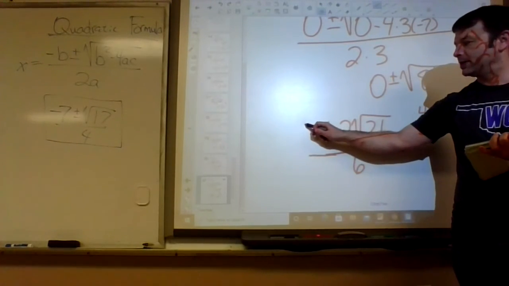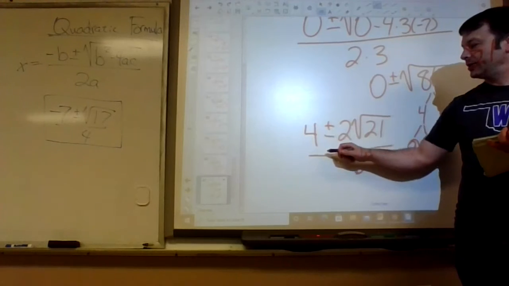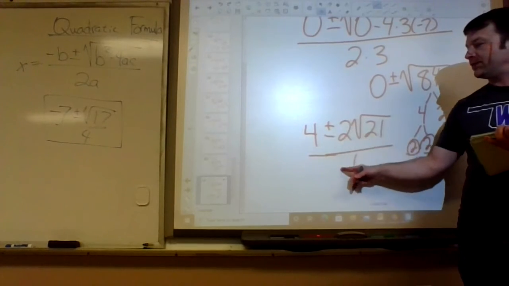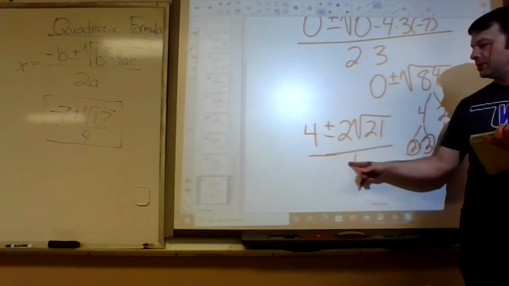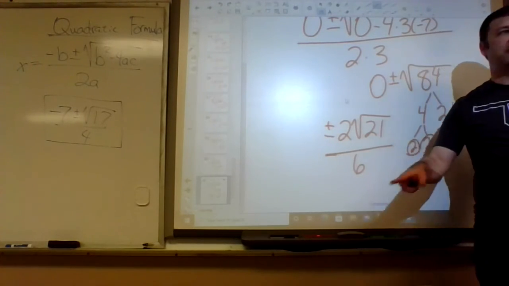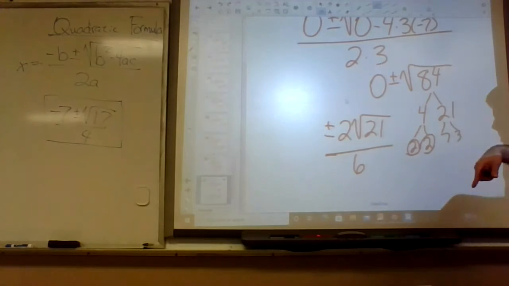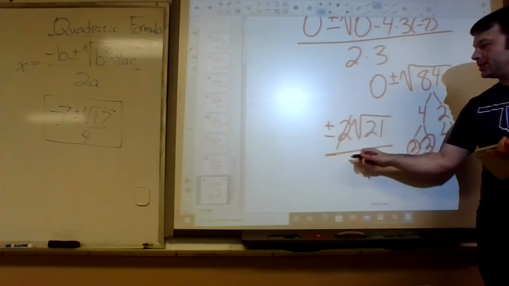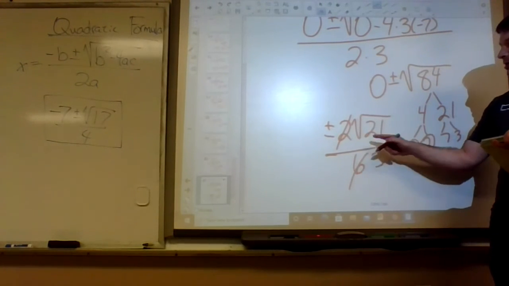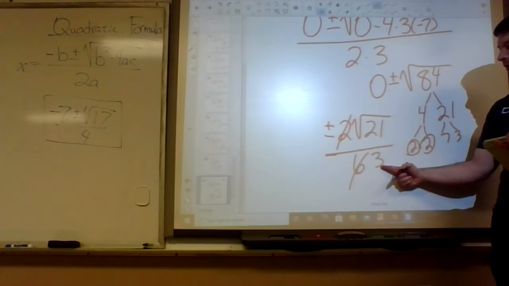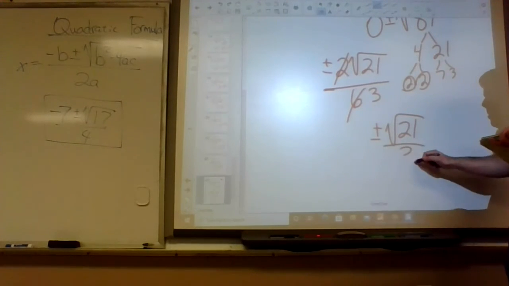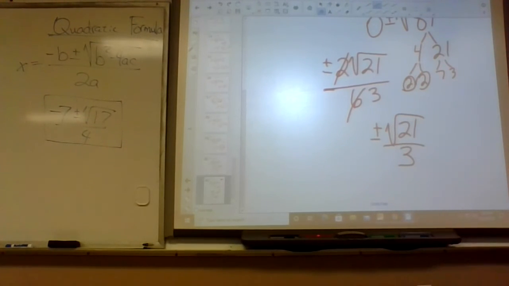Okay, pause. Everybody pay attention just for a second. If there had been a 4 right there, it has to divide out of everything. I could divide everything by 2 in this case. Remember, normal numbers divide, not normal numbers and square roots. So the 2 and the 6 reduce down to a 1 and a 3. So it's plus or minus square root of 21 over 3.